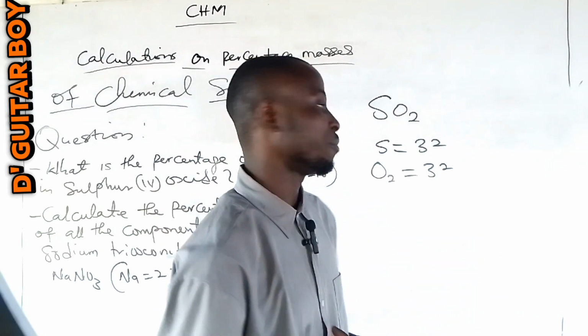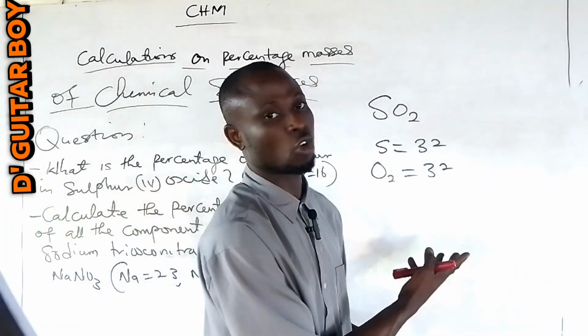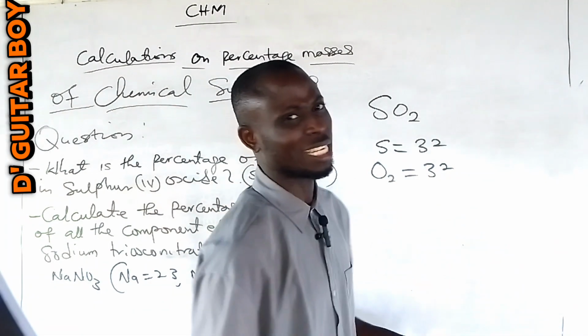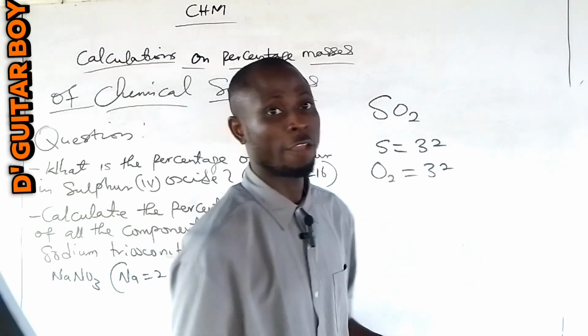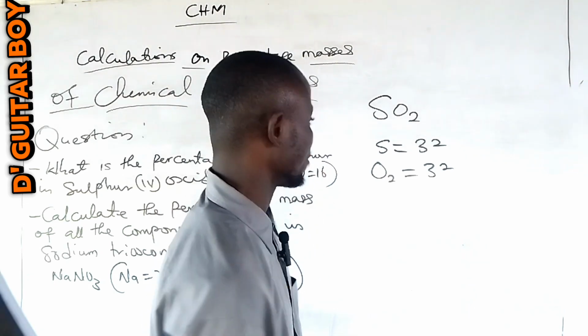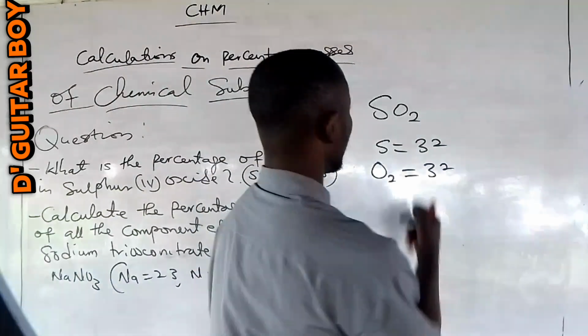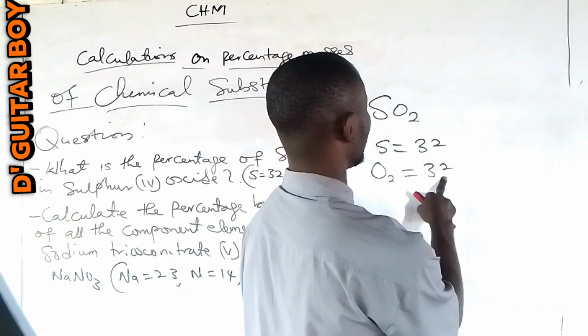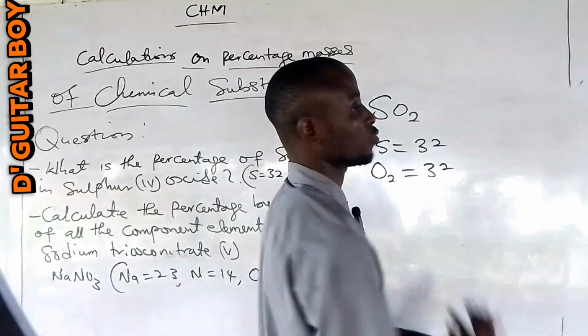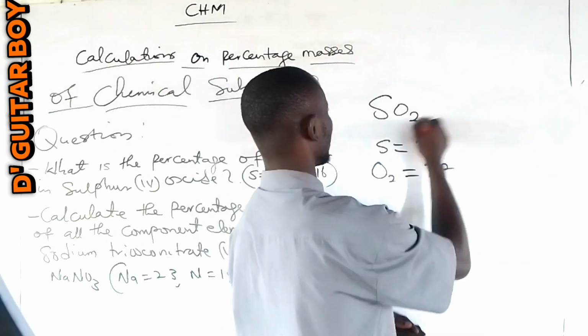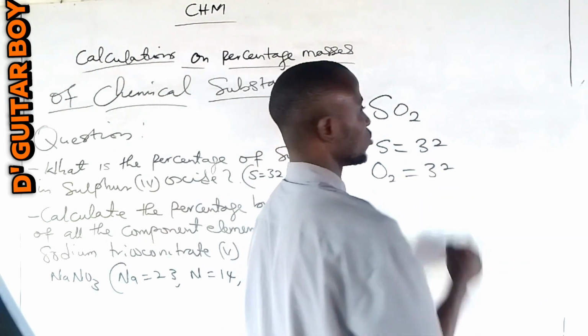If I am in the examination hall, I will not even continue from here. I might not need to write anything down. I will just know that the answer is 50%. Because sulfur is half, oxygen is half. Everything is 100%. This one is 32, this one is 32.